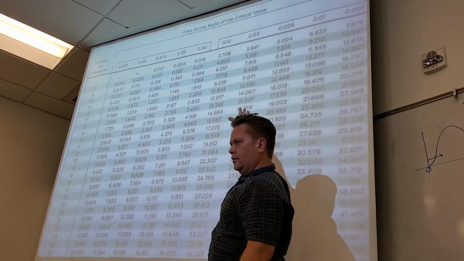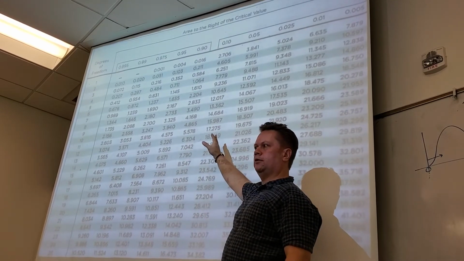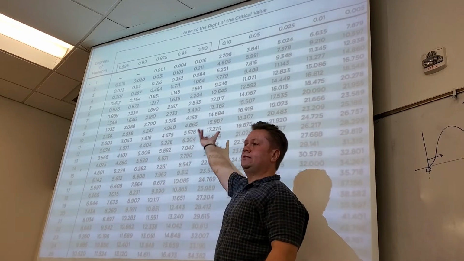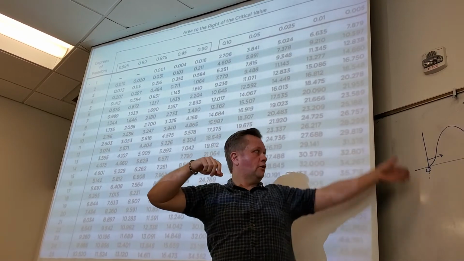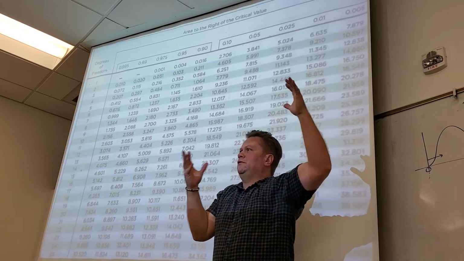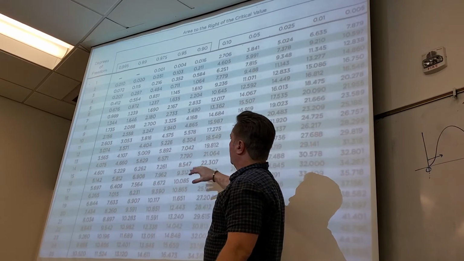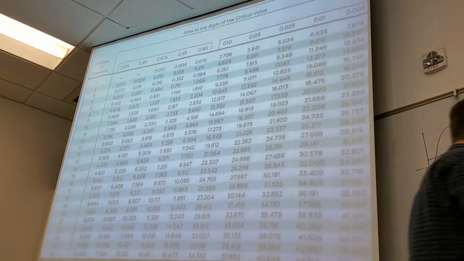I guessed it was around 8 because it was a smaller sample. One thing to notice about this is there's no symmetry here, right? There's no negatives because it starts at 0, right? Negative, what the hell would that mean? The difference squared is never less than 0.